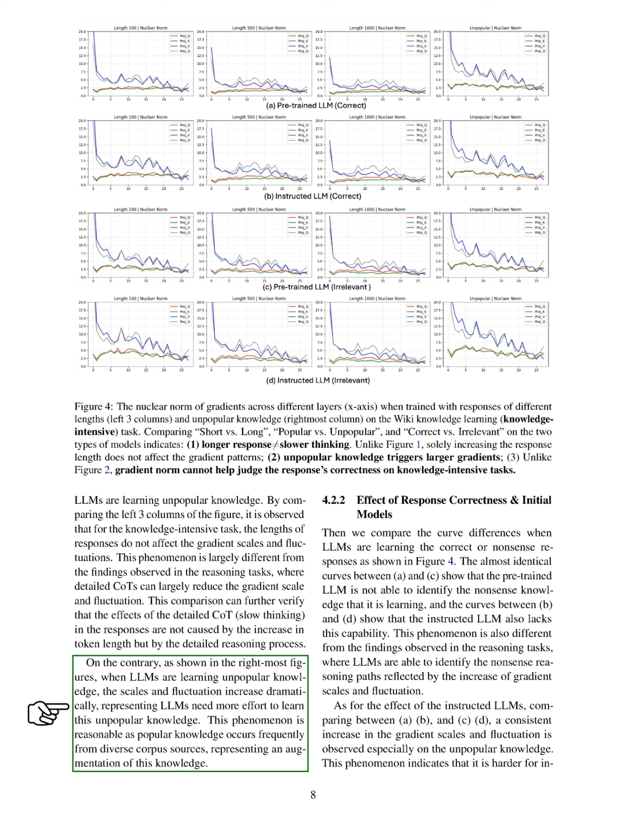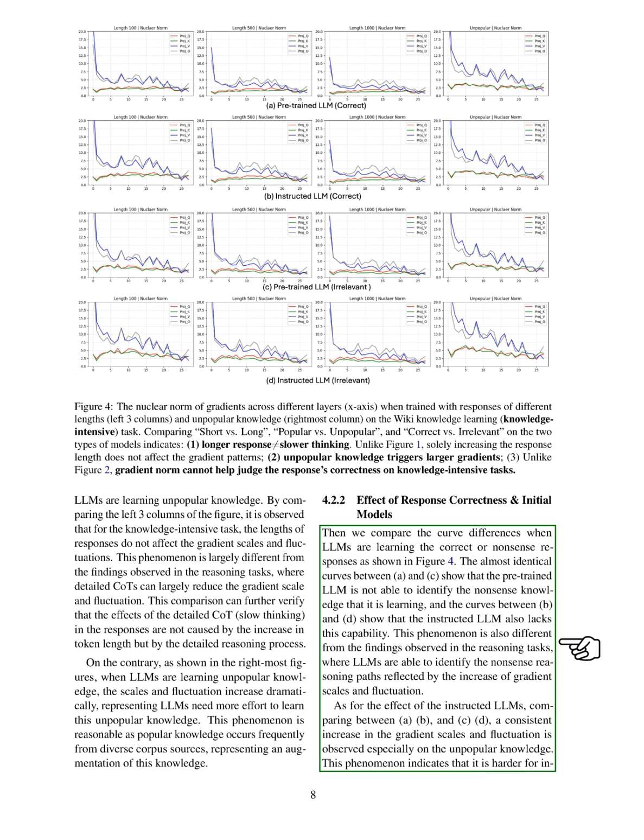Conversely, when learning unpopular knowledge, we see a marked increase in gradient scales and fluctuations, indicating that LLMs exert more effort to grasp this less common knowledge, which is understandable since popular knowledge is more frequently encountered across diverse sources.